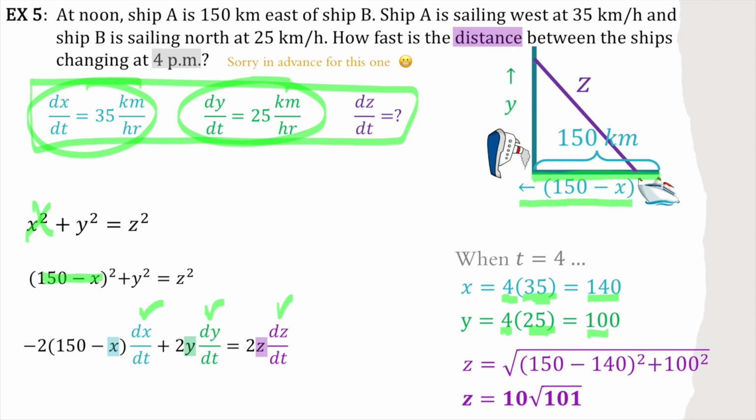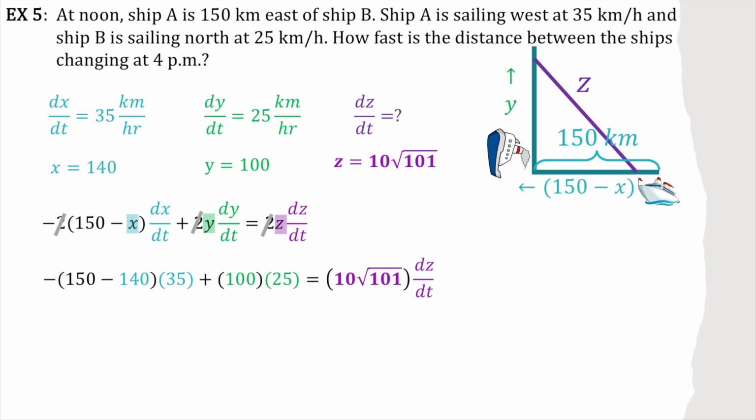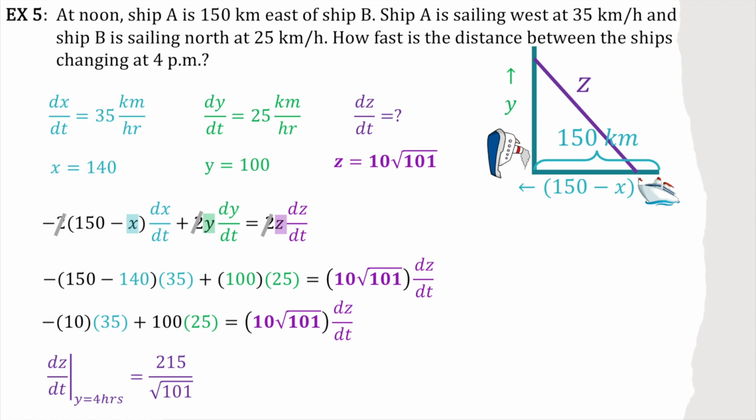Now let's regroup and see if we have all the information we need. Before we start plugging stuff in though, let's get rid of those 2's. Now we can plug in our x, dx/dt, y, dy/dt, and z and dz/dt. Then we just simplify from there. You can trust my algebra if you want, or you can verify it on your own. dz/dt at t equals 4 hours is 215 over the square root of 101. We need a label. So dz/dt, that's going to be kilometers per hour.